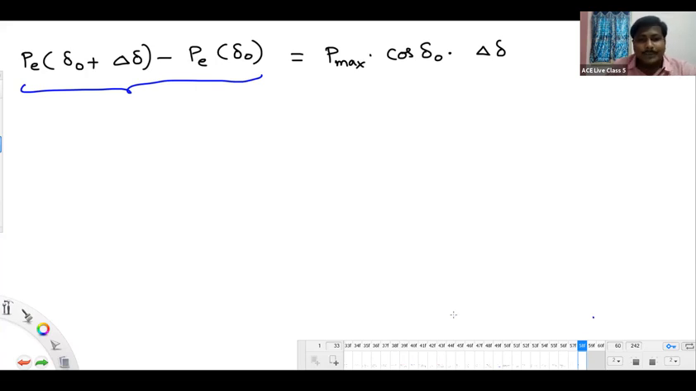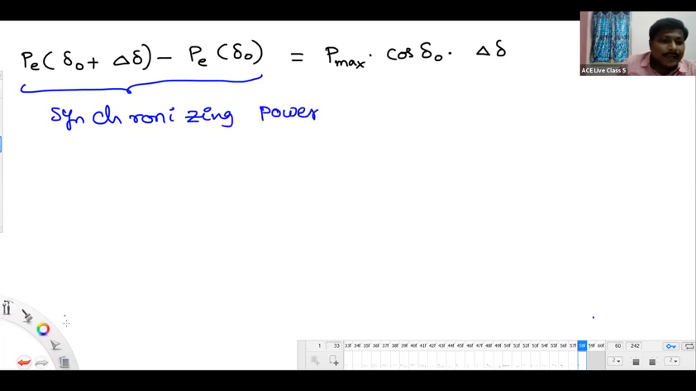Okay, good. Change in power. Change in the electrical power. Because of what? Disturbance. See, this term I have highlighted here is the increment in the electrical power developed by the generator because of the disturbance created. This we are going to name as the synchronizing power of the alternator.